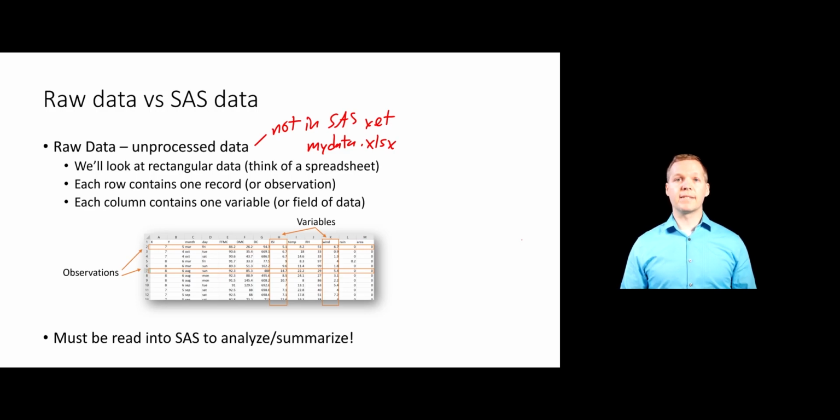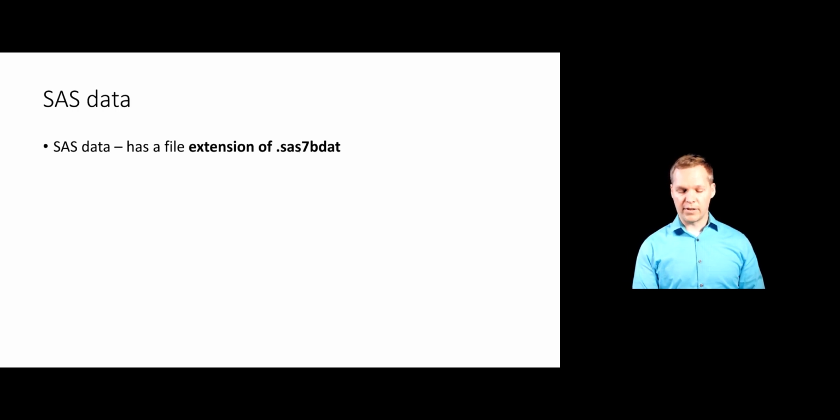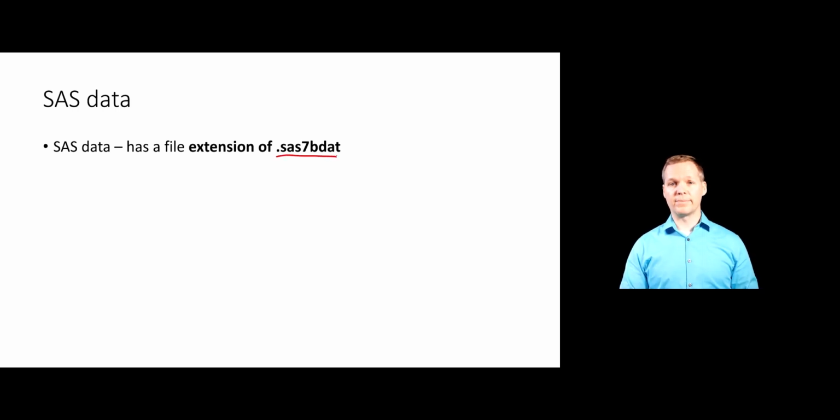Again, to be able to analyze this, to be able to summarize it, to be able to use it to make data-driven decisions, we need to be able to get it into SAS first. So we need to take this raw data and make it into a SAS data set. What do we mean when we say a SAS data set? Well, we just mean a data set, a file on your computer or in a folder somewhere that has a file extension of .sas7bdat.